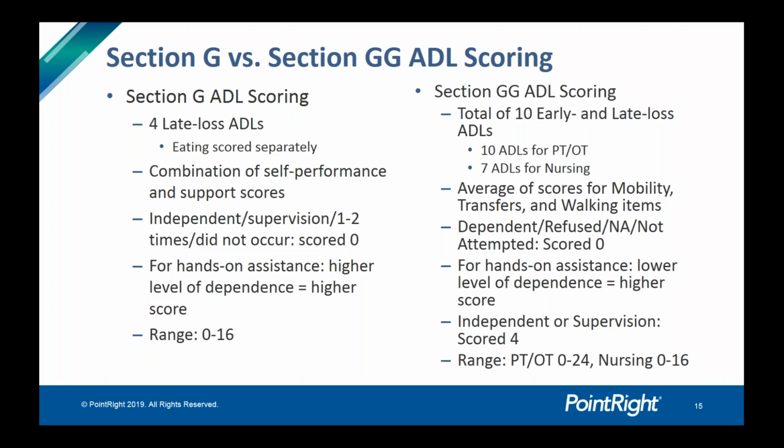And that's, again, back to CMS's original study that determined that it's not the people who are totally dependent that are tied into the highest cost. It's the ones that are more active, are doing at least something for themselves. They tend to be more interactive with therapy, take up a lot more time than the folks who are just totally dependent and staff is doing everything for them. So the range for PT and OT, because there are more items, goes all the way up to 24 from 0, and nursing goes from 0 to 16.